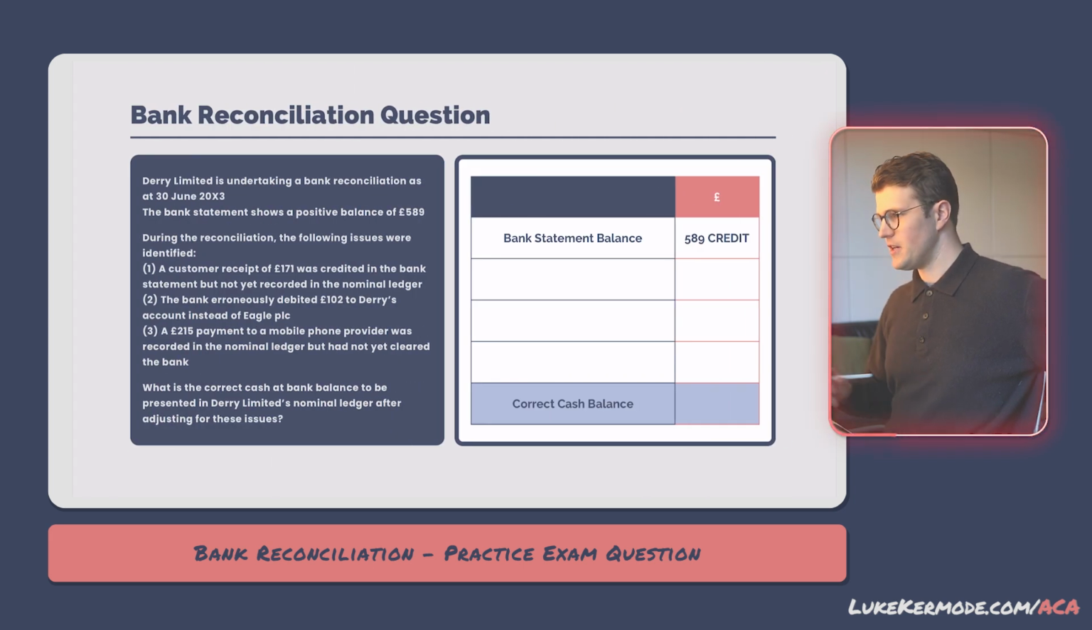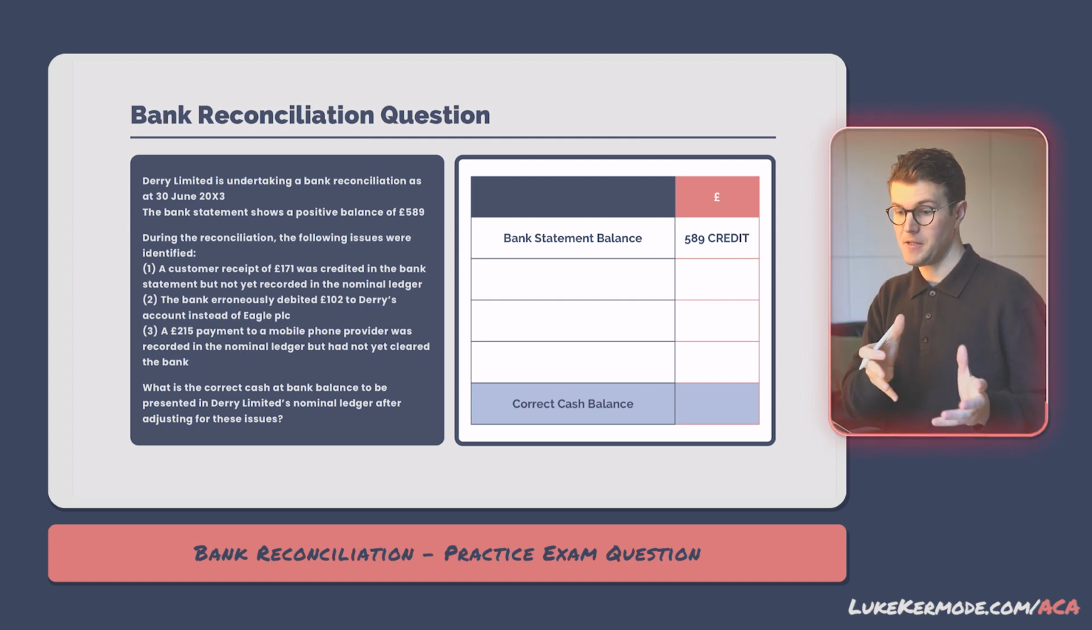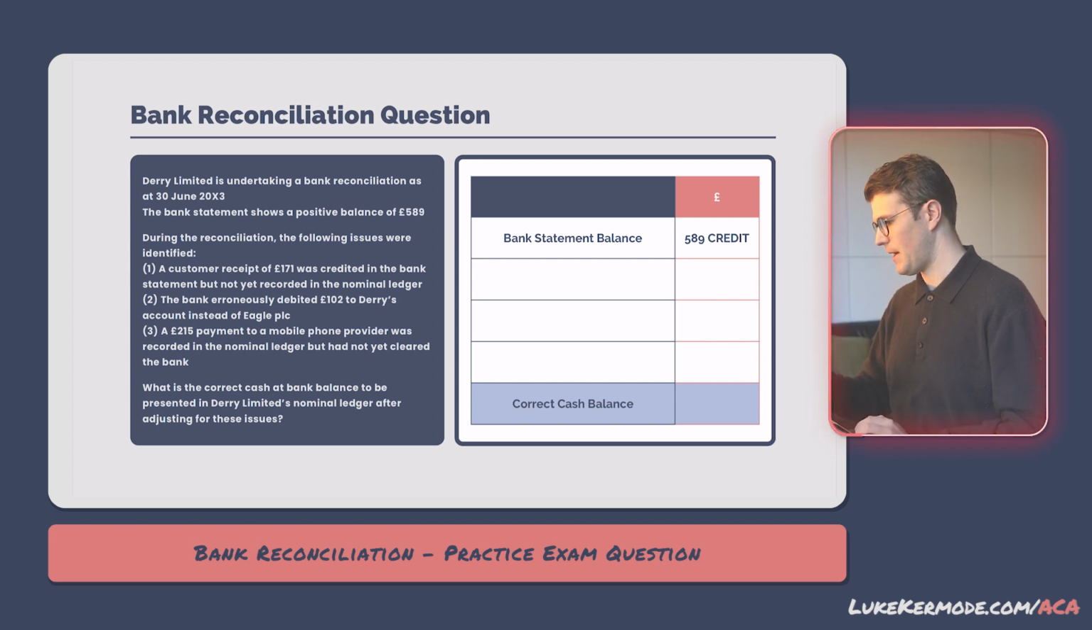So before we jump into the numbers, let's be really clear here on what we need to do. So we've been asked to reconcile from the bank statement to the nominal ledger. So we need to start with the bank statement balance and then adjust to get to the cash at bank balance, which should appear in the business's nominal ledger.